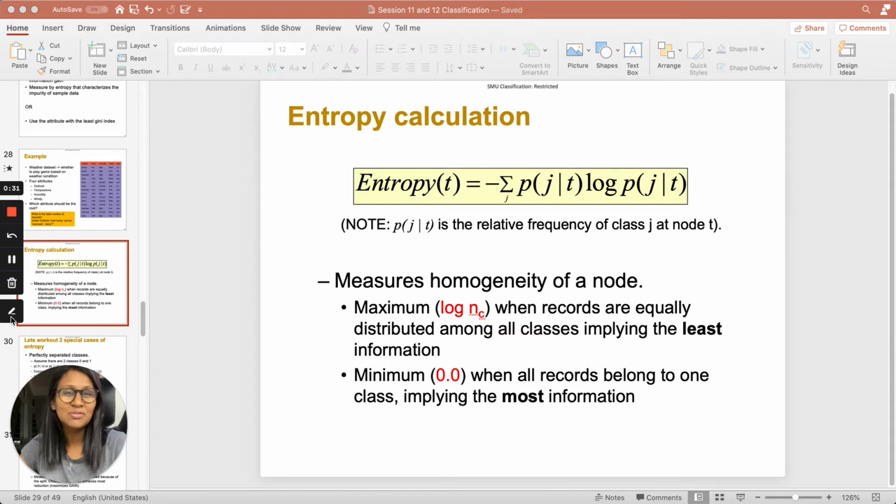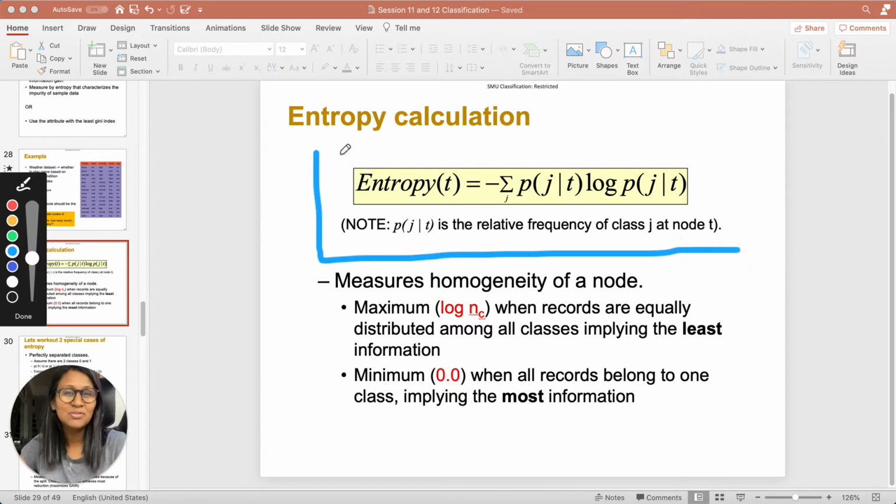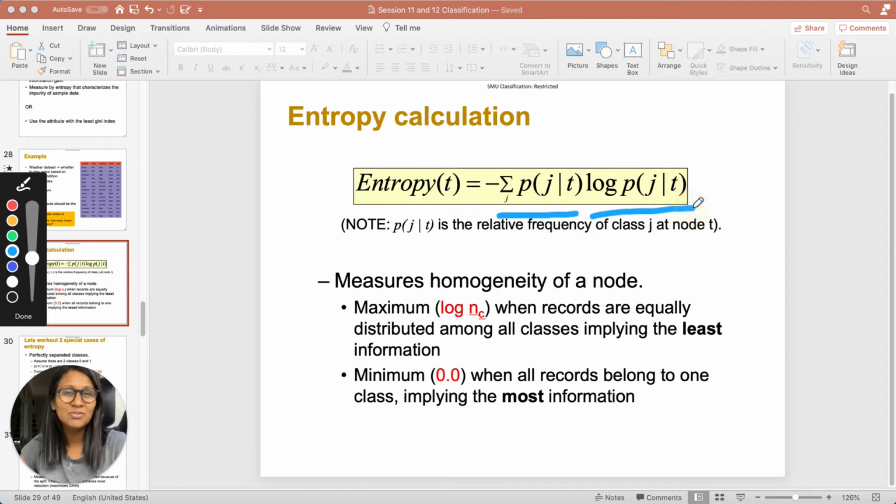So simply, when we talk about the definition or the formula for entropy, the formula is given here. Basically, what it says is it's minus the summation of Pjt into log of Pjt. So actually the formula is very simple. The most important thing that you have to calculate here is Pjt. Once you understand this, implementing the formula is not going to be difficult.